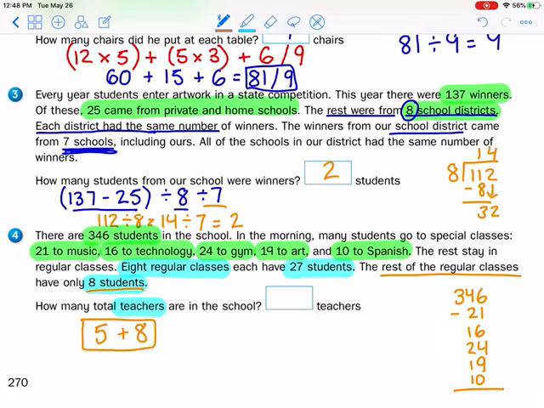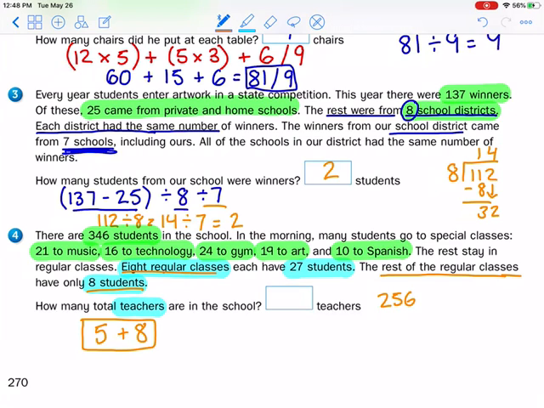Okay, now I'm going to double check this one more time. So if I do 346 minus 21, I get 325, minus 16, which is 309, minus 24, which is 285, minus 19, which is 266, minus 10. So I'm left with, I'm going to actually move it over here so I have more room, 256. So after all the students go to their art, technology, and all those classes, you're left with 256 students.